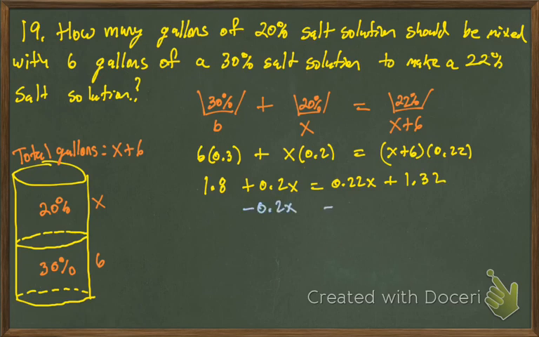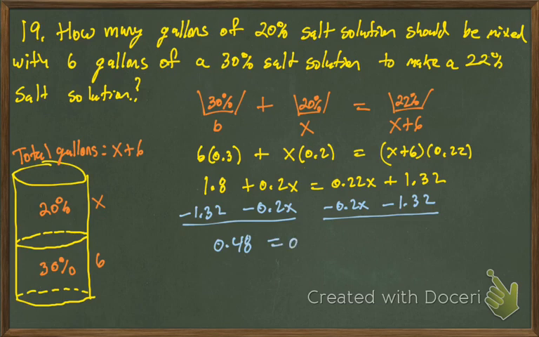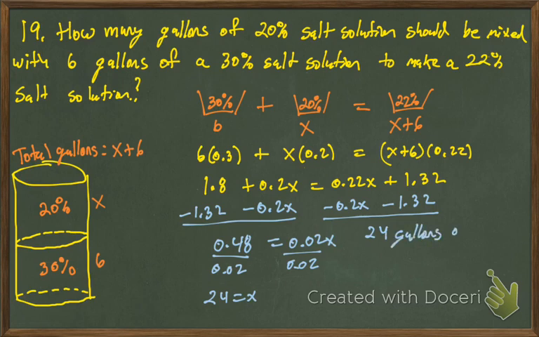This is a linear equation, so we're going to need to move the x's to the right hand side and the non-x's to the left hand side. So we have 48 cents is equal to 2 cents, and then we'll divide both sides by 2 cents, and we have x is equal to 24. So that's how many gallons of this 20% salt solution we need to add in to dilute our 30% strength down to 22% strength.